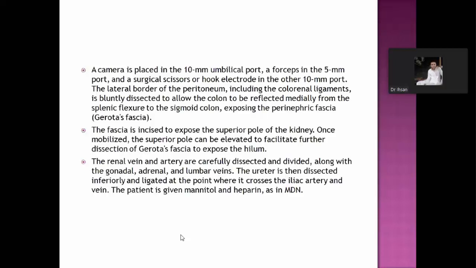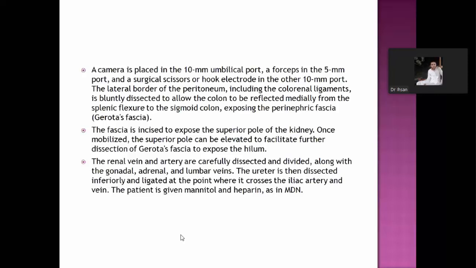A camera is placed in the 10 mm umbilical port, a forceps in the 5 mm port, and the surgical scissors or hook electrode in the other 10 mm port. The lateral border of the peritoneum, including the colorenal ligaments, is bluntly dissected to allow the colon to be reflected medially from the splenic flexure to the sigmoid colon, exposing the perinephric fascia, Gerota fascia.